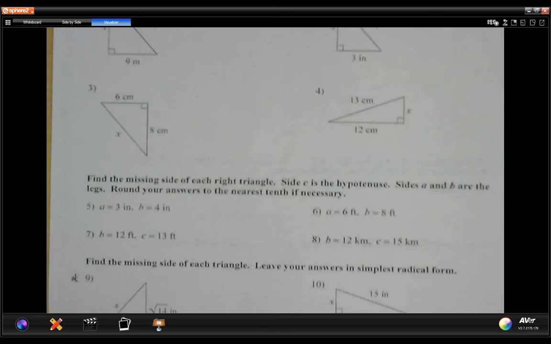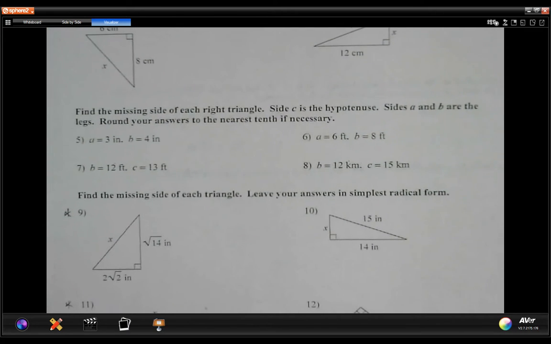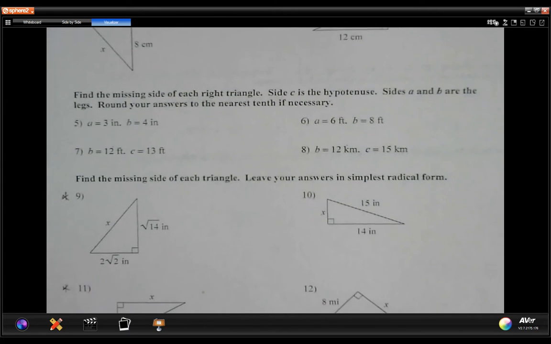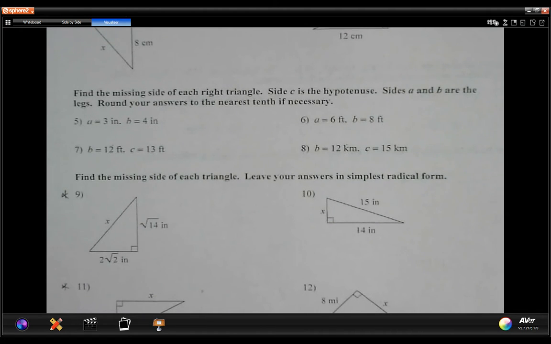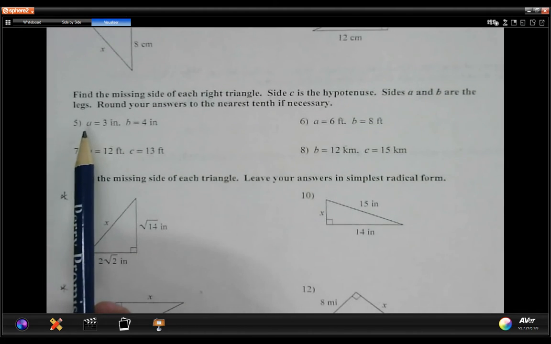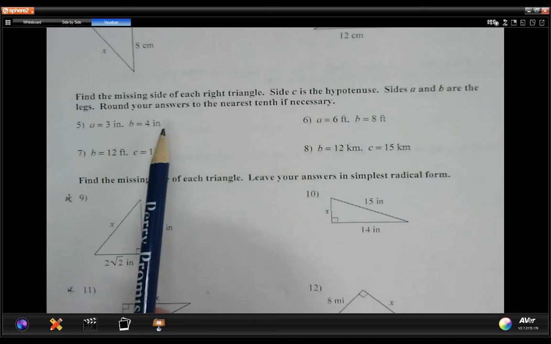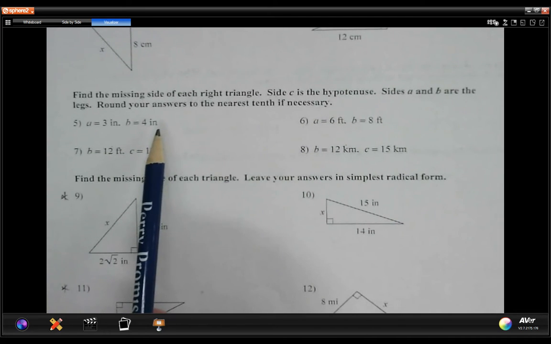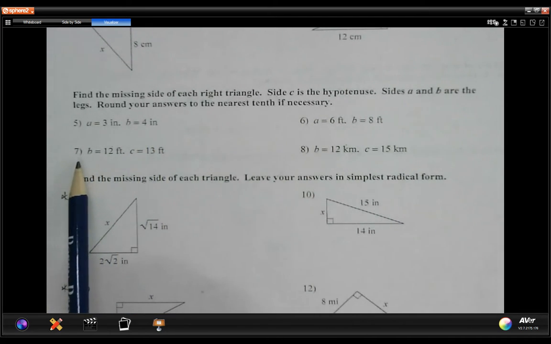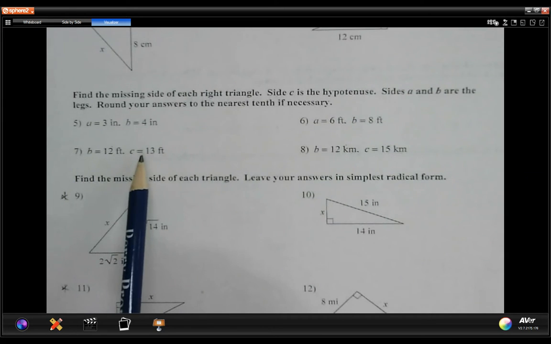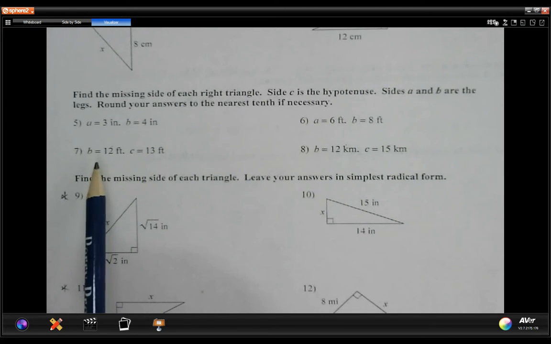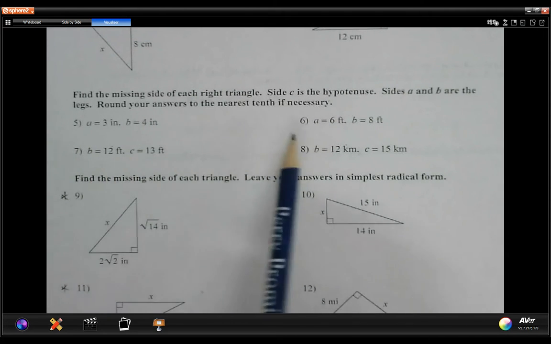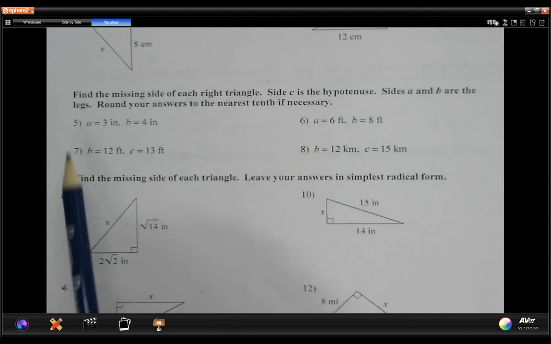Obviously, the same thing holds true for number 5 through 8. It says find the missing side of each triangle. C is the hypotenuse, and A and B are legs. You'll note again for number 5, you're given A and B, but you're not given C, so that's what you're looking for. Whereas on number 7, you're given B and C, and so that means you're looking for side A or leg A. So again, just make sure you pay attention to what's actually being asked. All of this is pretty much review from what you've already seen.